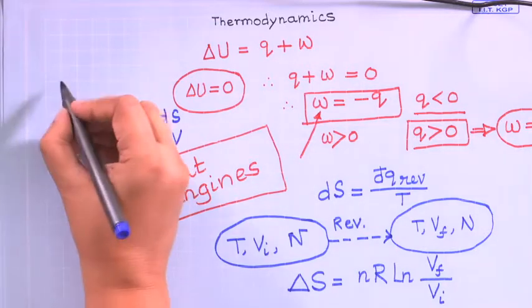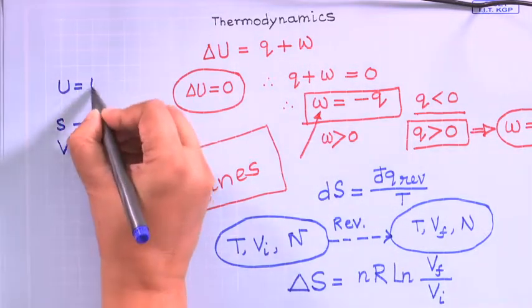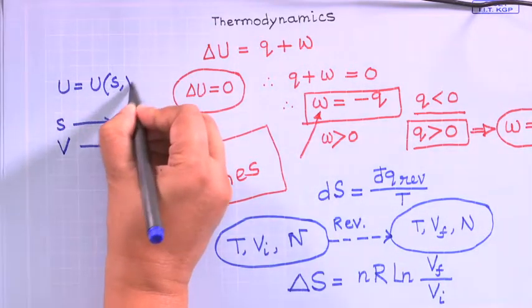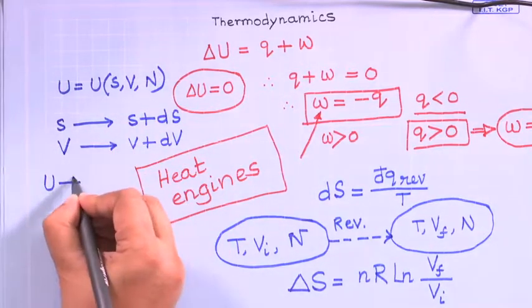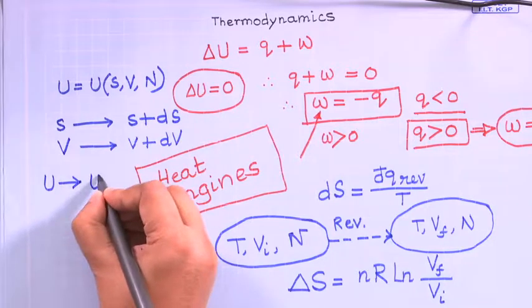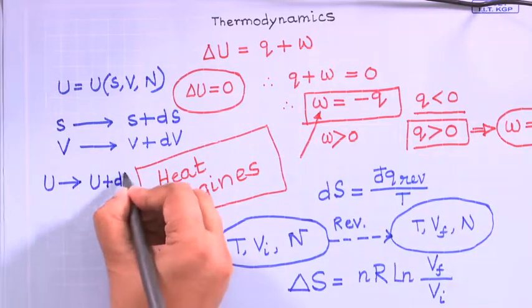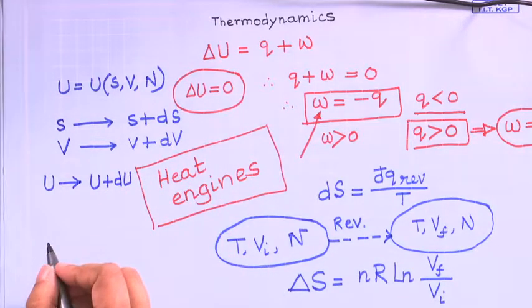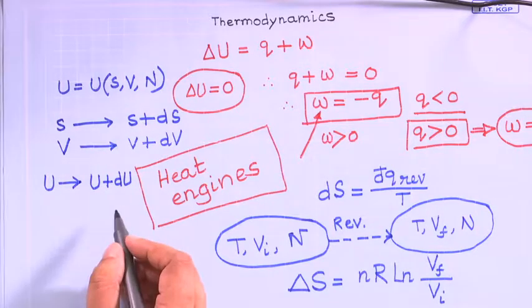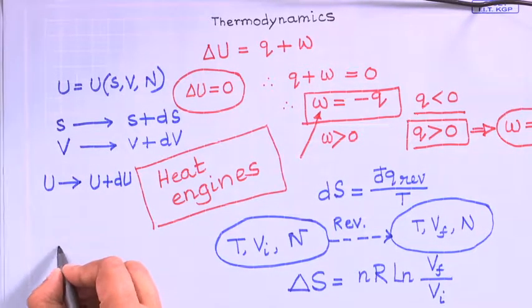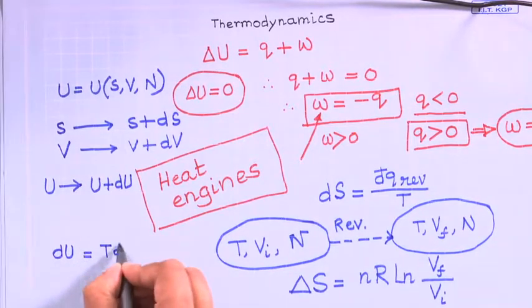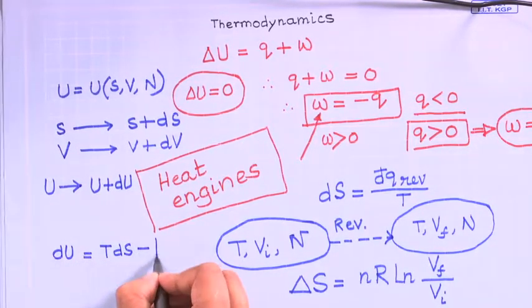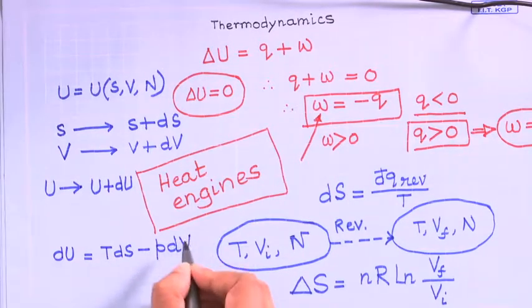And the question is, since U is a function of S, V and N, obviously the value of U in the initial state will now change to U plus dU. So, can I predict what dU is? Of course, I can predict what dU is. dU is equal to TdS minus PdV.